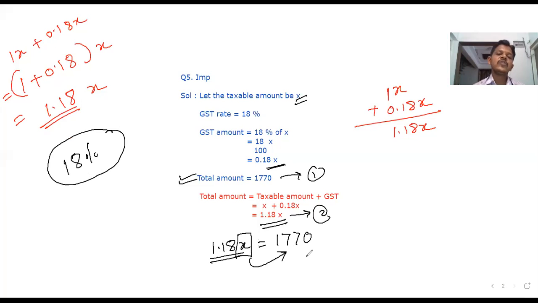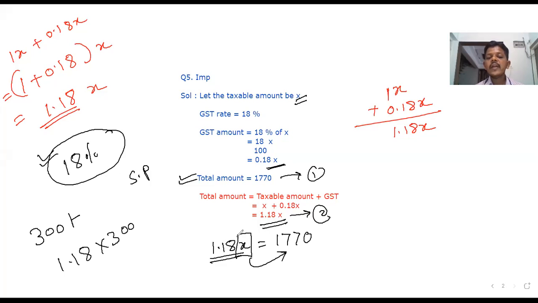If I am sitting in my shop and somebody tells me about a product of 300 rupees whose GST is 18%, what will its selling price be? Simple thing I will do: 1.18 into 300, 1.18 into the cost price, into the taxable value. Taxable value was 300. So 1.18 times 300 will directly give me the selling price, including the tax. Are you understanding?